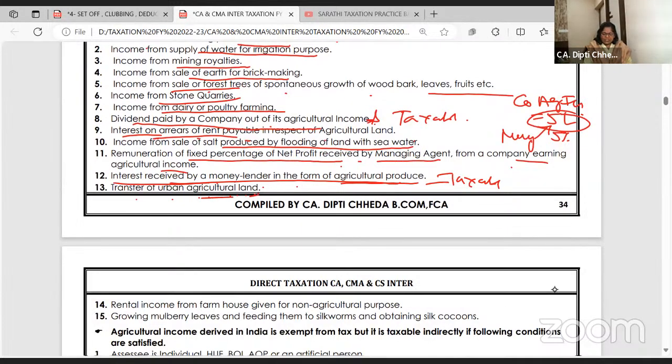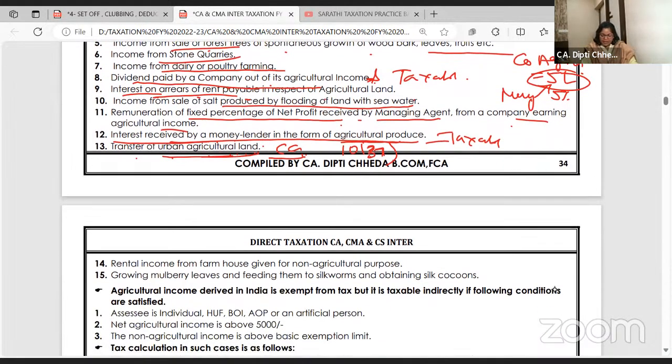Transfer of urban agricultural land is taxable under capital gain, except, I want all of you to write section 10(37), asked twice in exam. Urban agricultural land which is in city limit, if you transfer, for example, Shamshabad airport and all to the central government, and the central government is giving compensation to the farmer, it is exempt. Rental income from farmhouse for non-agricultural purpose, picnic, resorts and all, exempt.